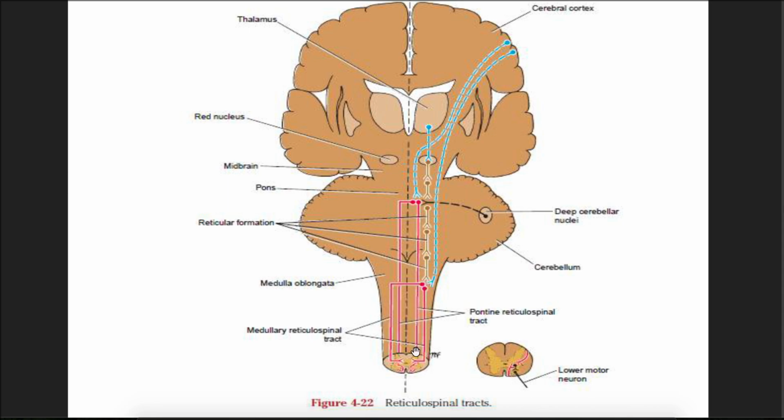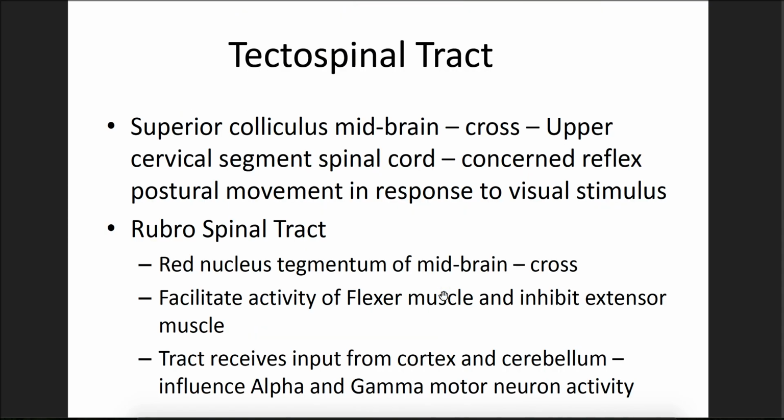So they are going to come down to different levels of the spinal cord. And where are they coming from? They're coming from reticular formation. Some fibers will be crossed, some fibers will be uncrossed.